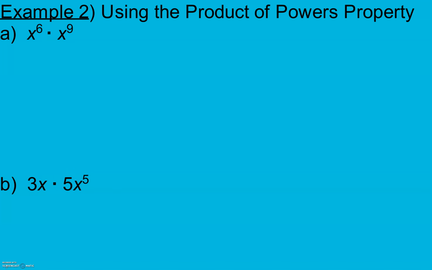It works the same way here in A. Even though my base is an x, it's still the same in both cases. I'm multiplying, so I can add those exponents. 6 plus 9 means I'm going to have x to the 15th power.